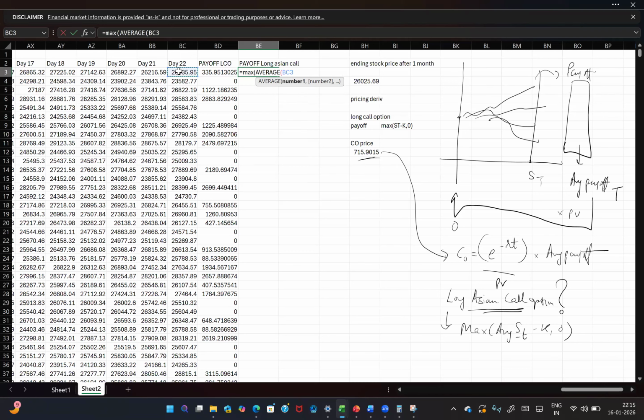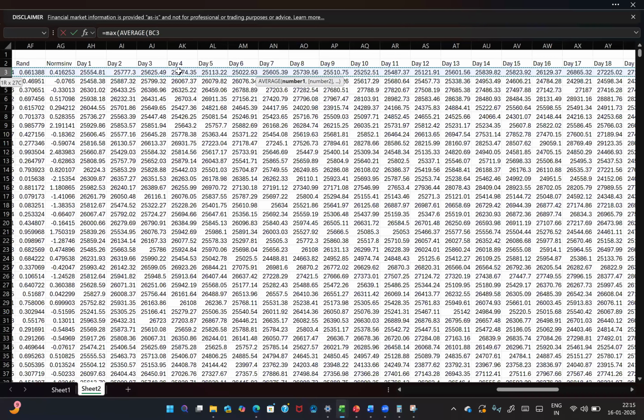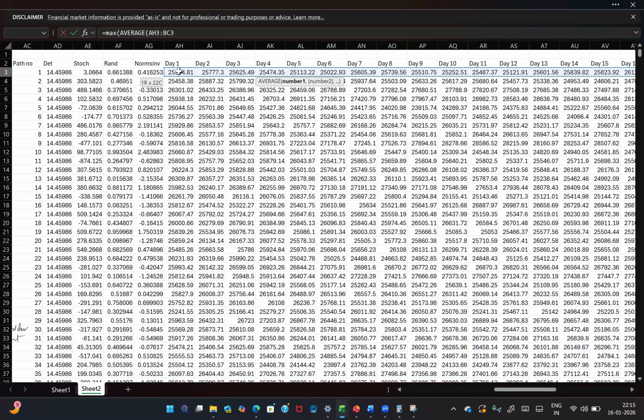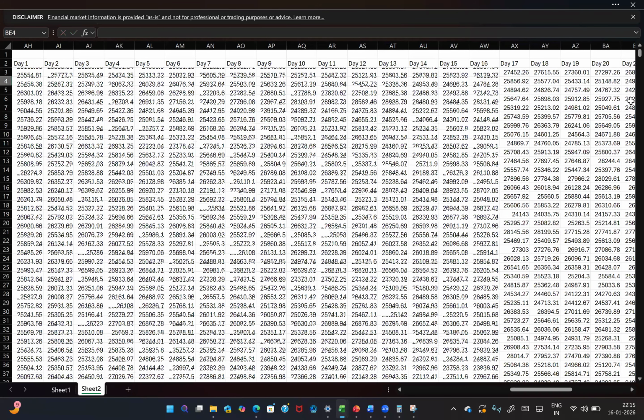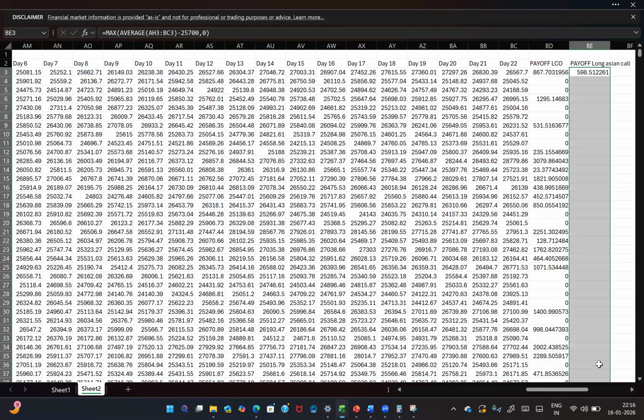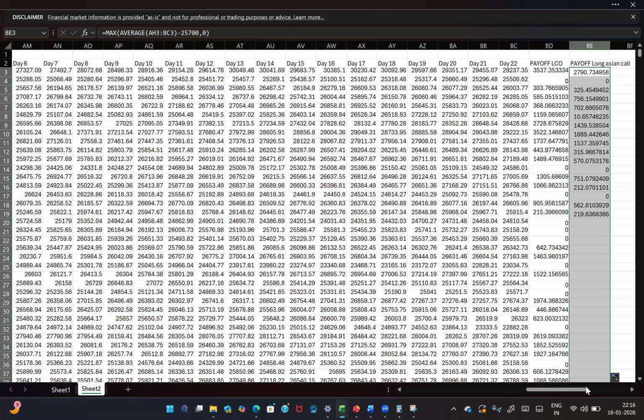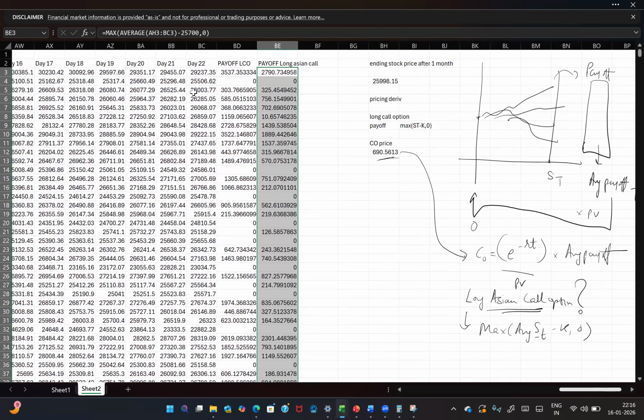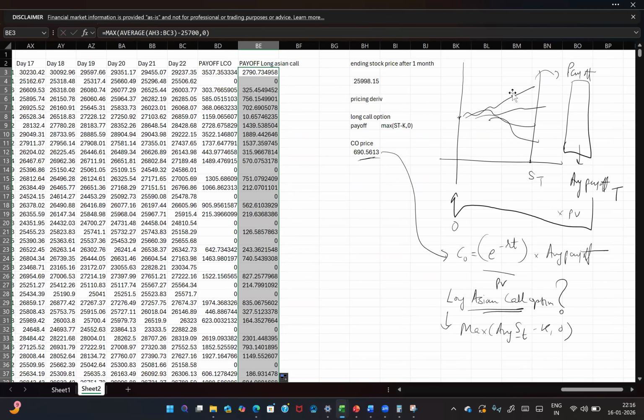What are all the STs? All the stock prices, right? From day 1 to 22. So take the average of that minus the strike price, which is 25,700 in our case, comma 0. So that's your payoff. It's a path dependent option because the value of the option is clearly dependent on the path which is taken, and not the ending price of the stock or the index.